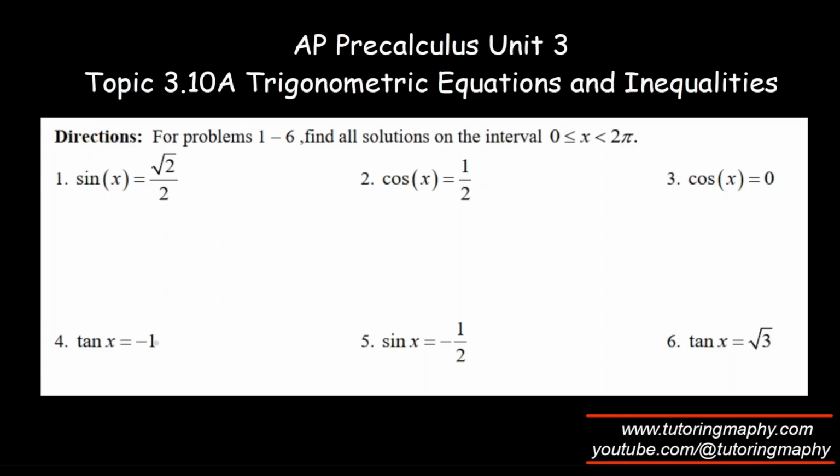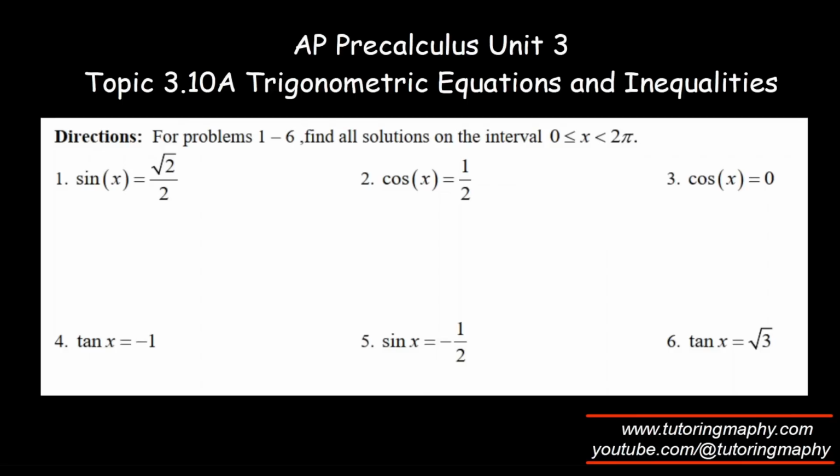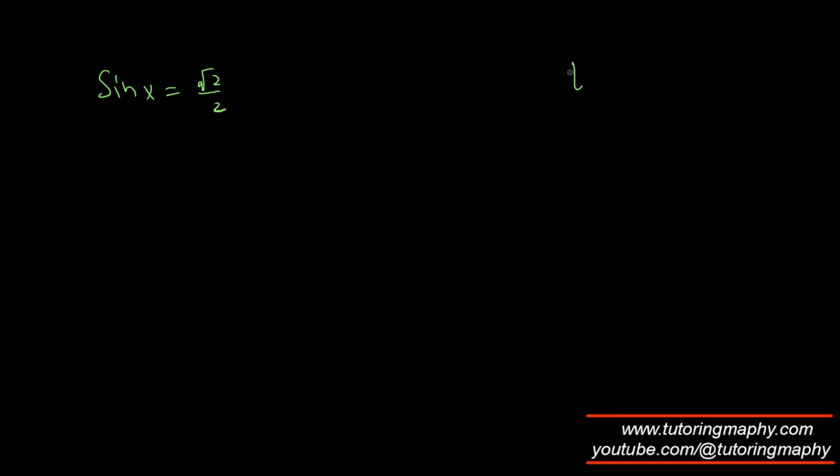Let's start with sin x equal to root 2 over 2. That's question number 1. And I want to take a negative number as well. Let's take tan x equal to negative 1. So that's question number 2.